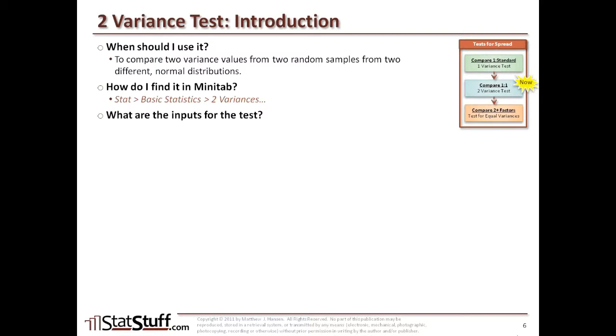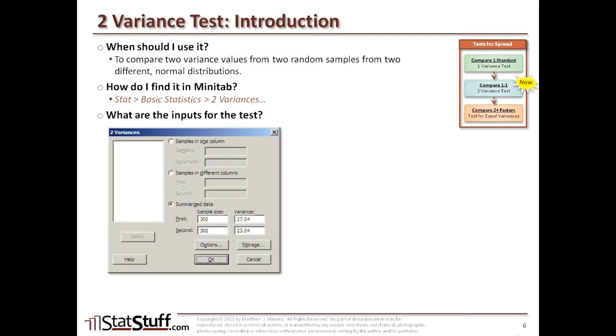So what are the inputs that we're going to use for this test? Here's what the dialog box would look like from within Minitab. We're going to select the sample size collected from each of the groups you're going to be comparing, in this first and second group. And then over here in the variance section, you're going to select the variance, not the standard deviation, from each of the samples.